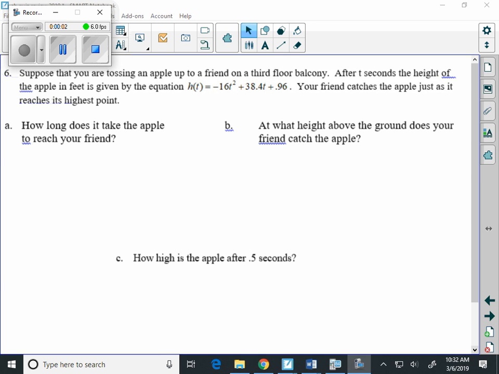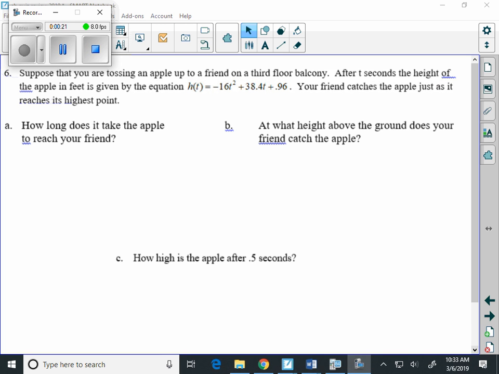Suppose that you are tossing an apple up to a friend on the third floor balcony. After t seconds, the height of the apple in feet is given by this equation. Your friend catches the apple just as it reaches its highest point. Part A. How long does it take the apple to reach your friend?